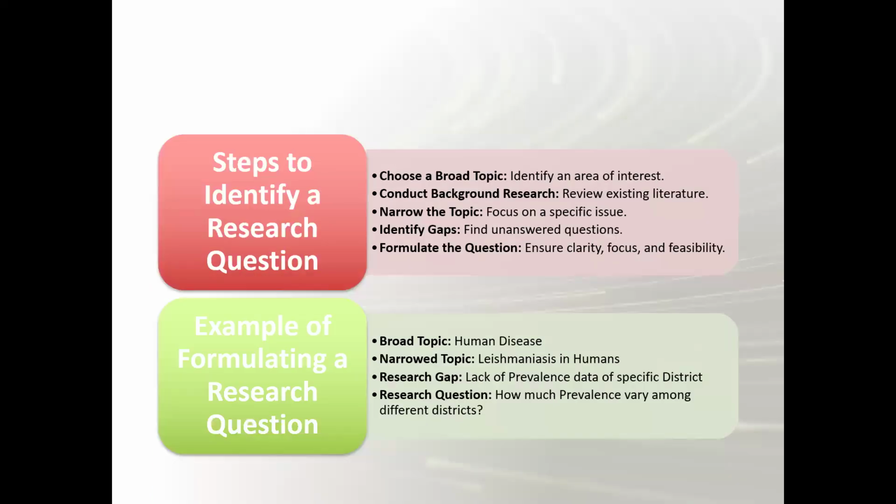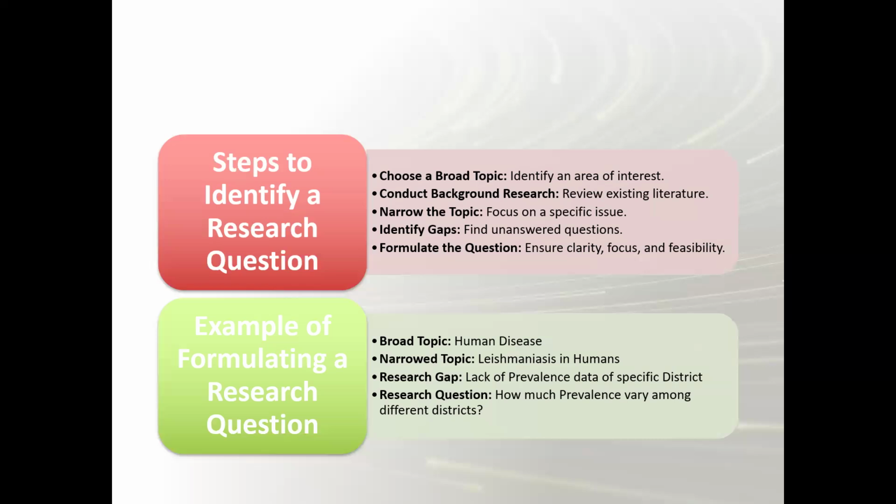And then what are the steps to identify a research question? How can you identify a research question? You have to choose a broad topic and identify an area of interest, and then conduct background research. You have to review the existing literature and then narrow the topic, focusing on some specific issue by finding research gaps. Then identify the research gaps, find the unanswered questions, and make sure which of them you can answer, and then formulate your question according to all the work you have done previously. So this is the basic criteria for formulating or identifying your research question: you must have knowledge about your research.